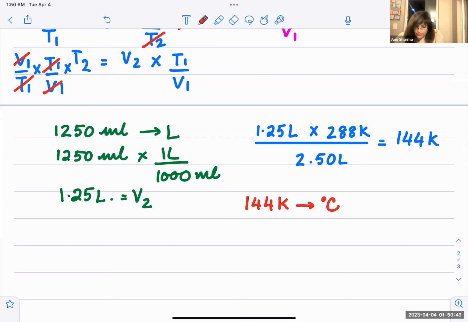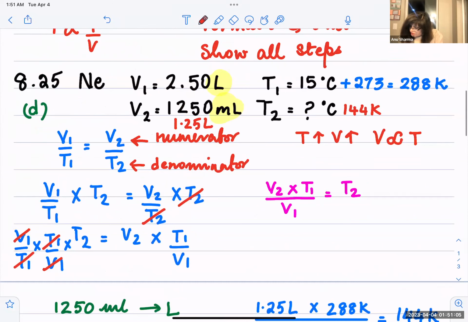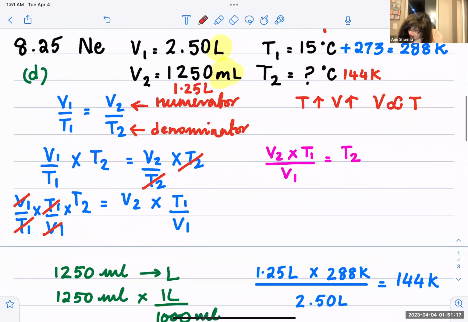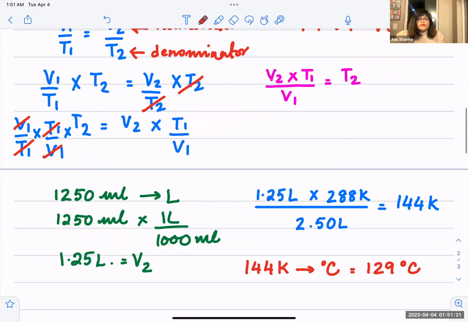So what are you going to do? You're going to take 273 minus 144, and you have 129 degrees Celsius. Okay, so the temperature was low, the volume is low. Did I do this right? Give me 1 minute.